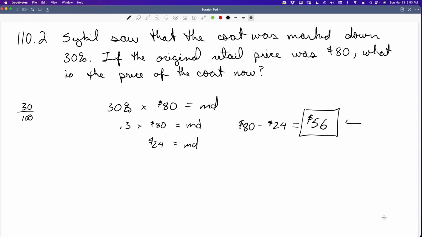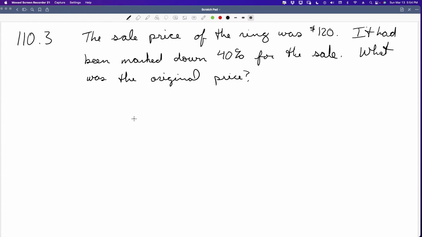All right, let's do one more. In 110.3, it says the sale price of the ring was $120. It had been marked down 40% for the sale. What was the original price? So we could say that we know that 40% has been marked off. And 100 minus 40 is 60. So we know that that means that $120 is 60% of the original price. So that's what we'll do.